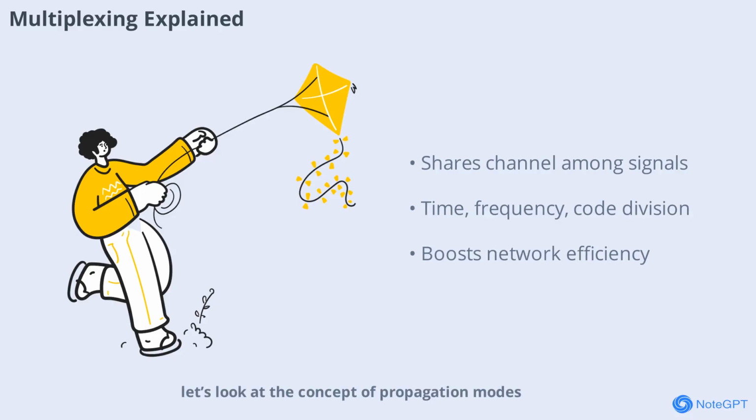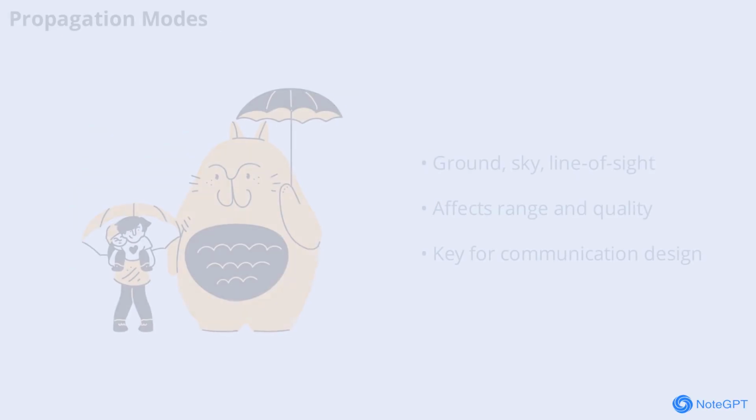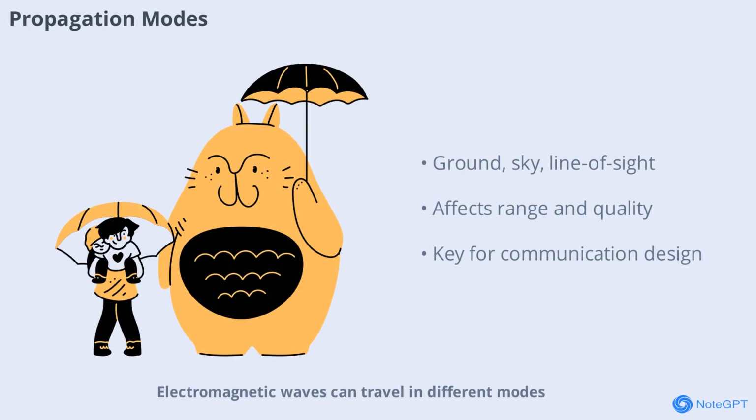Next, let's look at the concept of propagation modes. Electromagnetic waves can travel in different modes, depending on the environment and frequency. Common modes include ground wave, sky wave, and line-of-sight propagation. Ground waves follow the Earth's surface, sky waves bounce off the ionosphere, and line-of-sight waves travel directly between antennas. Each mode has advantages and limitations, affecting range and signal quality. Understanding propagation modes is essential for designing effective communication systems.